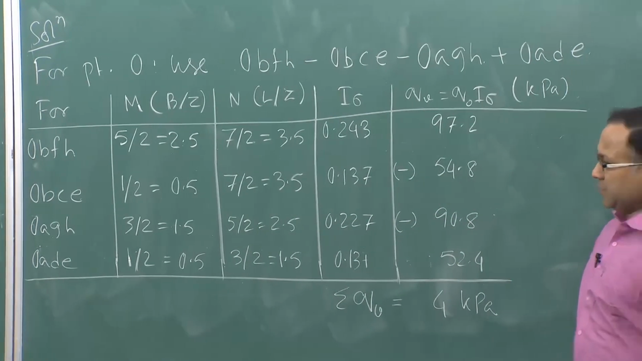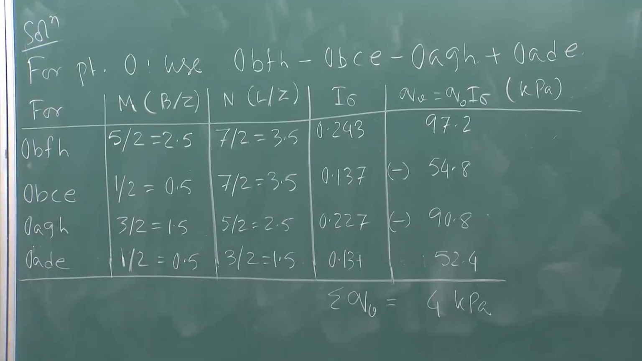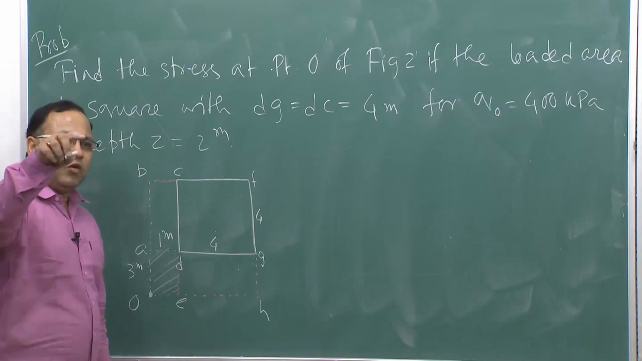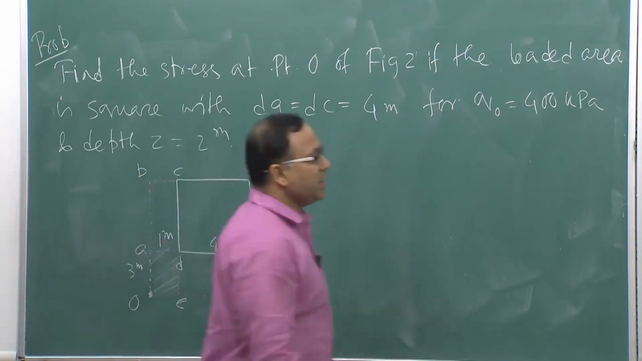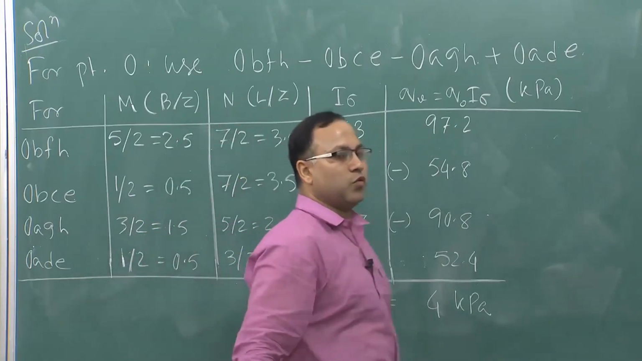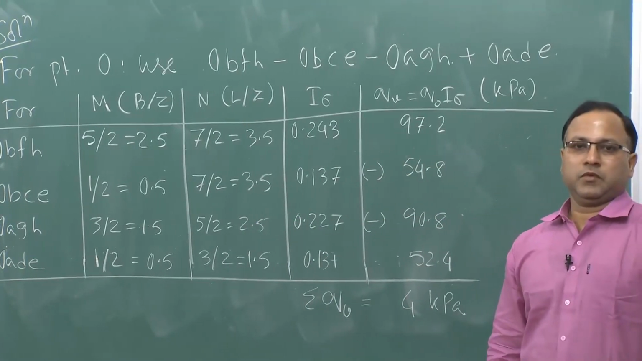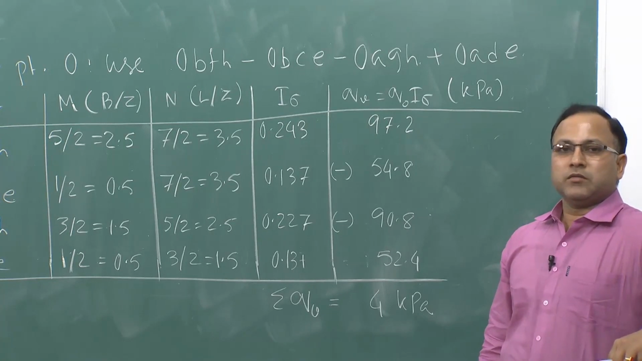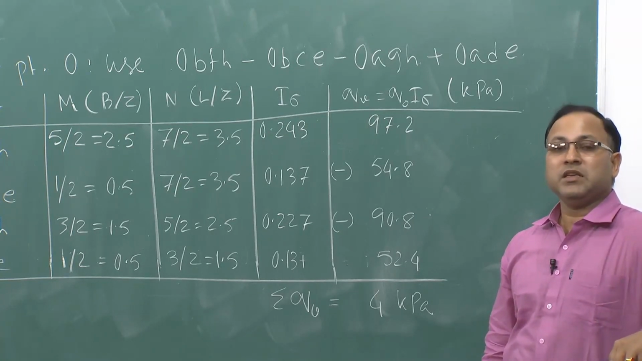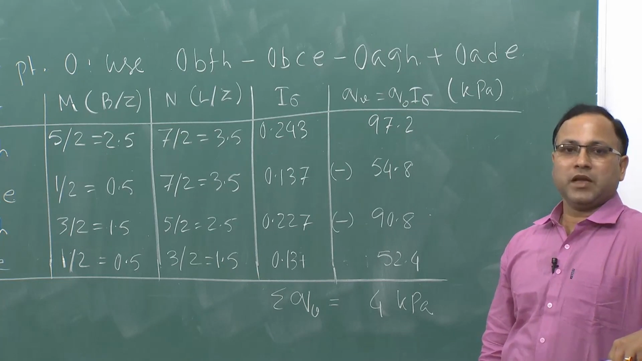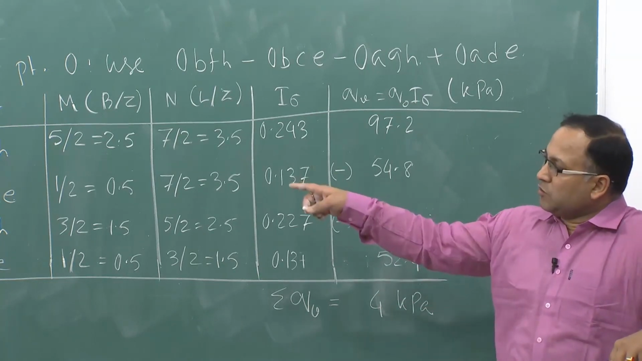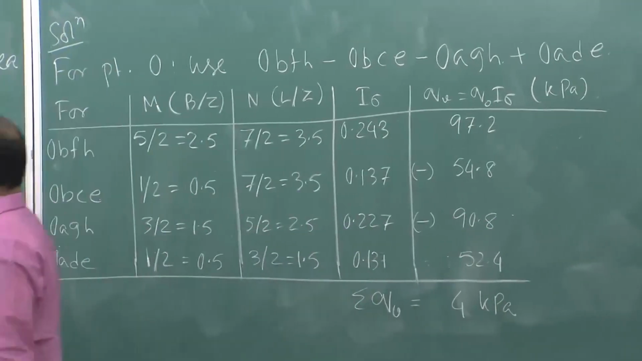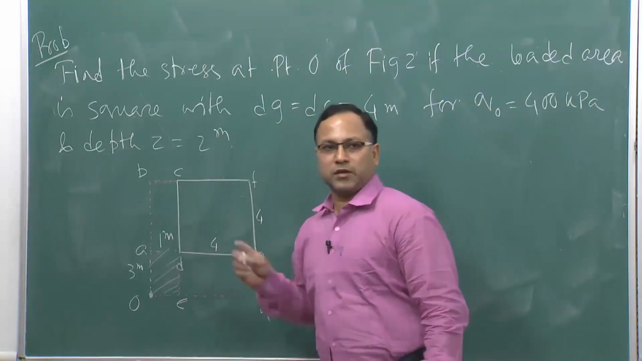Okay. So, that means due to this loaded area, at point O, below the depth of 2 meter, you will be getting the stress as 4 kilopascal. Okay. So, in this way you can find out the stress even if the point is not coming within the loaded area. In that way you can find out the stress anywhere, only thing is that you have to discretize the thing in a more intelligent way.